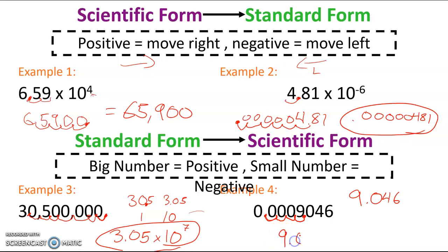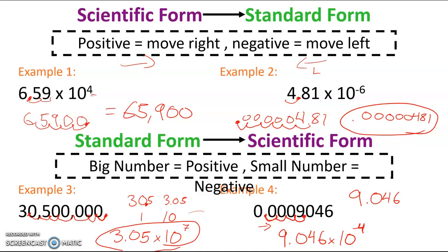So what we're going to use here, 9.46 times 10, and then whatever we use here, 1, 2, 3, 4, all right? Now, if we're moving this way with our decimal, then it's going to be a negative number. So instead, it's going to be a negative 4, all right?